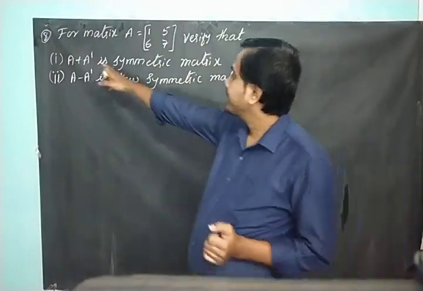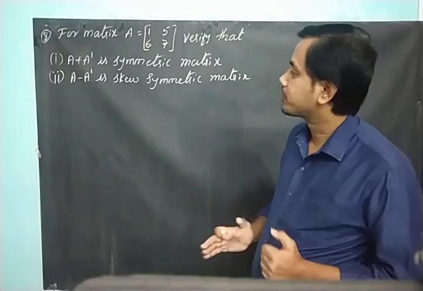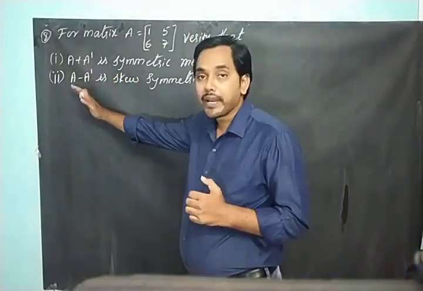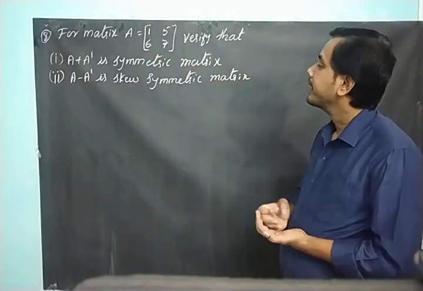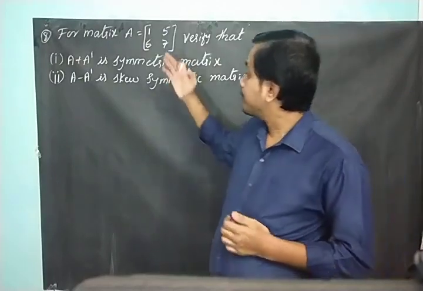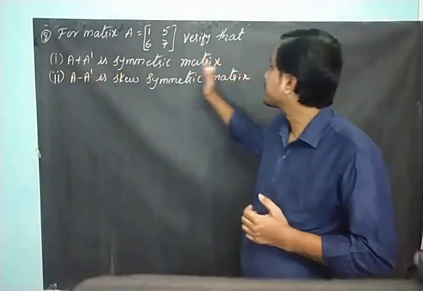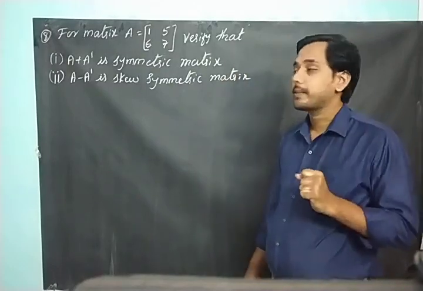What are they? A plus A transpose is a symmetric matrix. That is the first one. And what is the second one? A minus A transpose is a skew symmetric matrix. Observe here what they say: A plus A transpose is a symmetric matrix. We need to prove that A plus A transpose is a symmetric matrix.